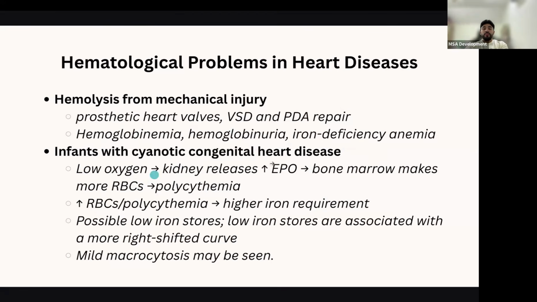And this is going to push the kidney to release EPO, erythropoietin. And this is going to make the bone marrow more responsive and produce more red blood cells. This could lead to a condition called polycythemia, where you have really, really viscous blood. And in such scenarios, you're going to have a higher iron requirement, okay? And you might see some sort of mild macrocytosis.